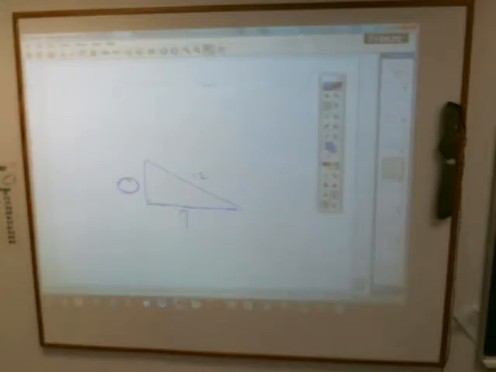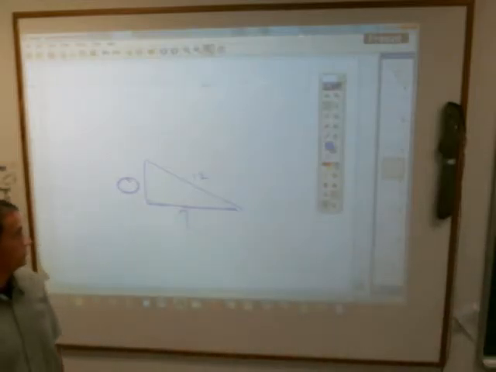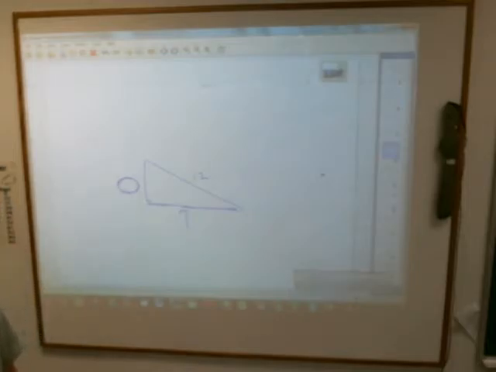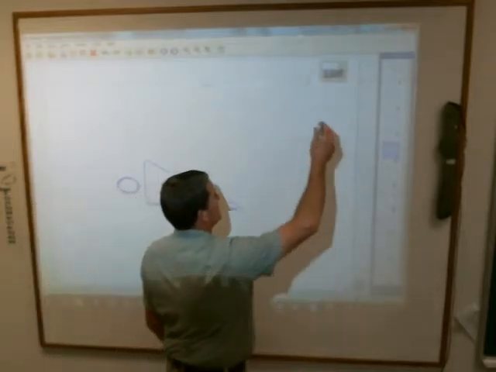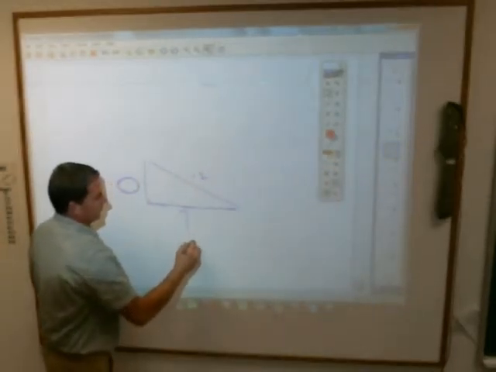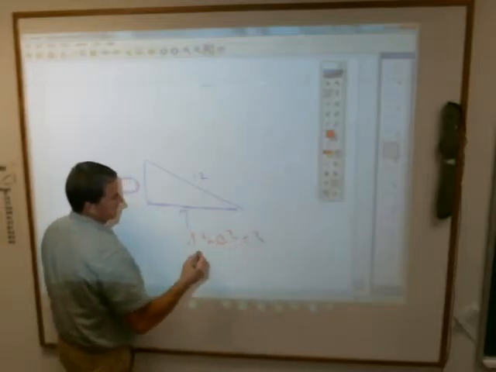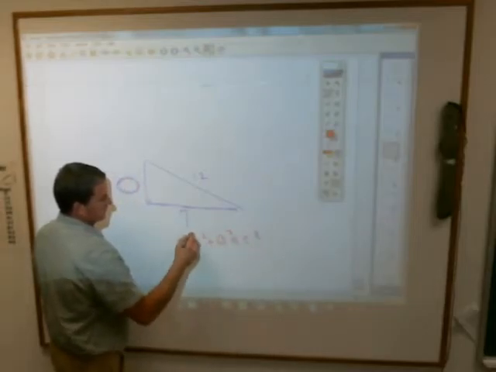You get an answer? Anybody going twice? But again, you don't even try it without writing the formula down. First thing you should have is this: a squared plus b squared equals c squared. Then you should plug in your numbers.